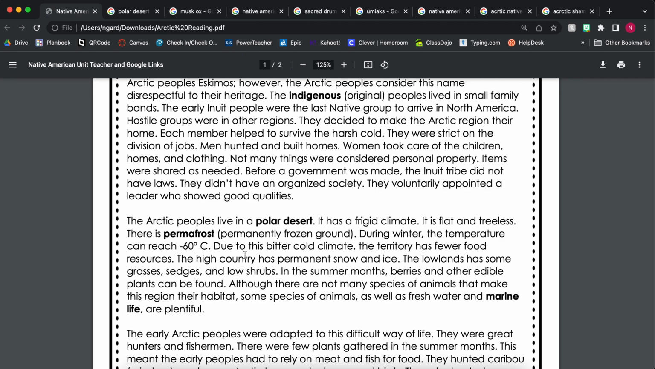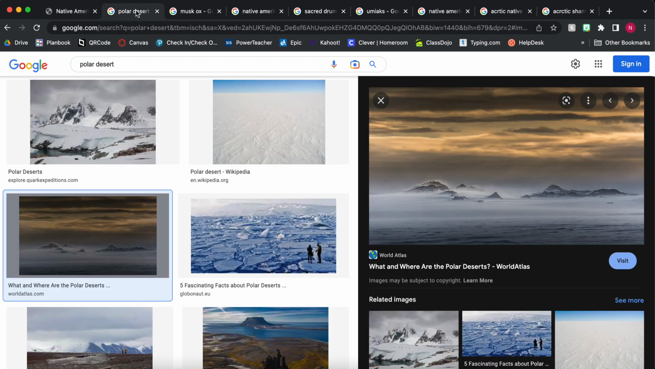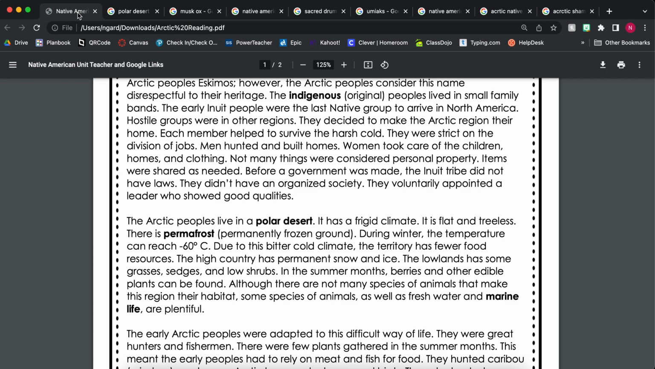It also has really few food resources, which makes sense because obviously no plants are growing in this, right? At the same time, if it's this difficult for people to live there, it is not an easy place for animals to live either. So food was scarce, which meant that it was not around a lot. The high country, like we said, had permanent ice and snow. Some of the lowlands had a few grasses, a few shrubs, and in the summer months, they might have some things like berries, but they really couldn't rely on plants. They had to rely on animals and different species of animals that made this area their home, as well as some of the animals that made their home in the water, in the cold, cold water.